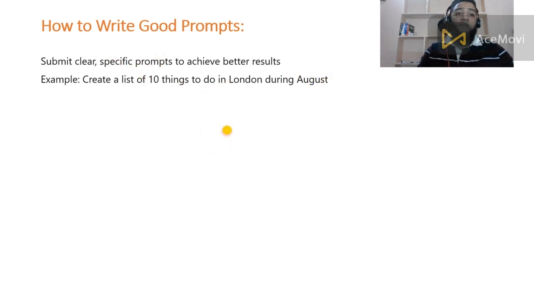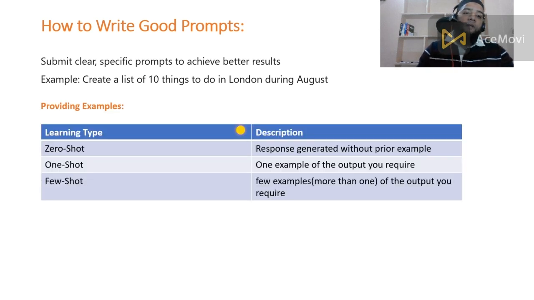So being specific and clear helps a lot here. Okay, now let's look at providing examples. Before that, let's talk about zero shot, one shot and few shot learning. Zero shot learning is when you generate a response from an LLM without giving it any prior example. That's zero shot learning, and that's what LLMs are mostly used for.